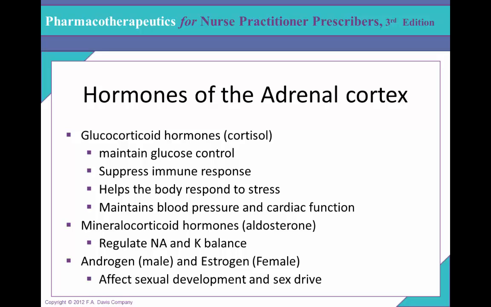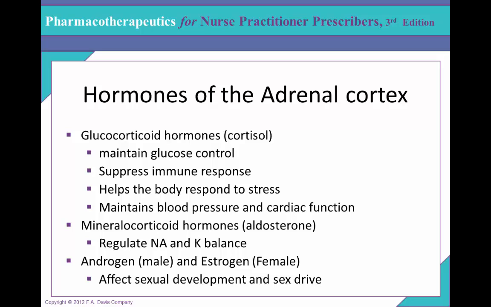It helps the body respond to stress, maintains blood pressure and cardiac function, so patients would have either hypervolemia and hypertension in Cushing's, or hypotension and bradycardia in Addison's disease. It's also in charge of secretion of mineralocorticoids, which are aldosterone, that regulates sodium and potassium balance. So if the patient has an excess of glucocorticoid and mineralocorticoids, they would have retention of sodium and excretion of potassium, so hypernatremia and hypokalemia. On the contrary, Addison's disease would be hyponatremia and hyperkalemia.